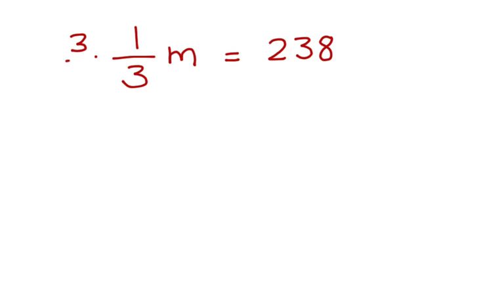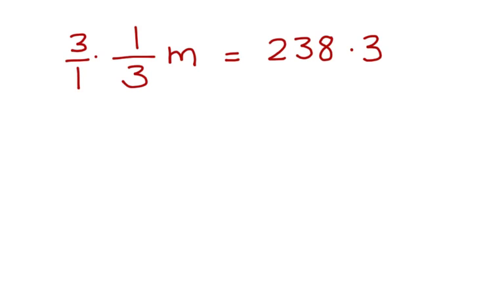Let's write the equation once again. 1/3 of the amount of money is equal to $238. Now we want to get M alone. We do that by multiplying by the inverse of the 1/3, which is 3/1. We're going to do that to the left side of the equation, and we're going to do it over here on the right.